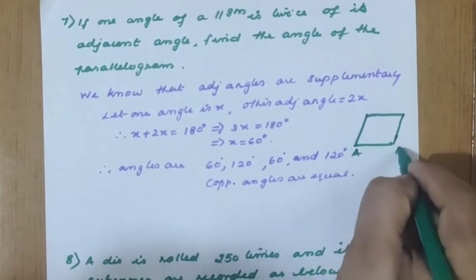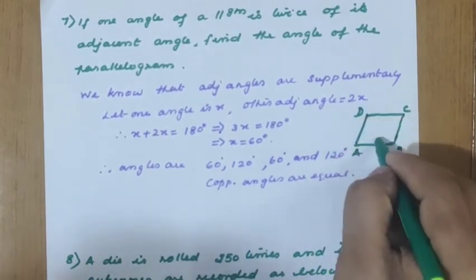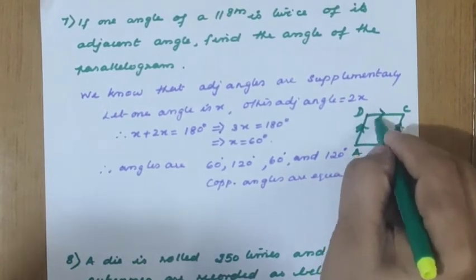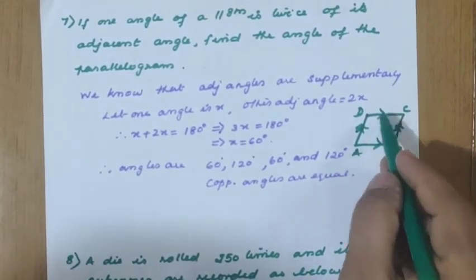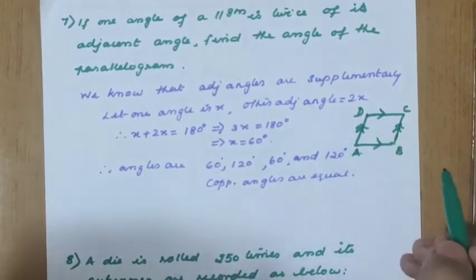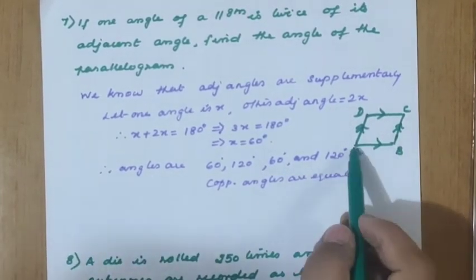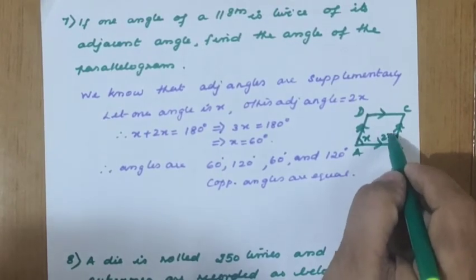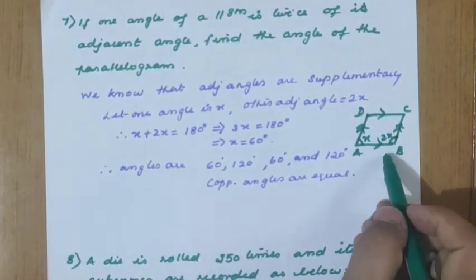For your understanding, I am showing a rough diagram here. Suppose ABCD is a parallelogram. A and B are adjacent angles, right? Similarly, B and C are adjacent, C and D are adjacent, and another pair is A and D. So you can take any pair. If A is x, then B is 2x.